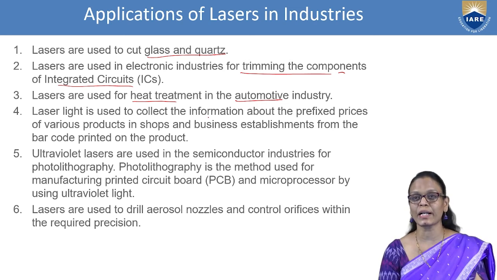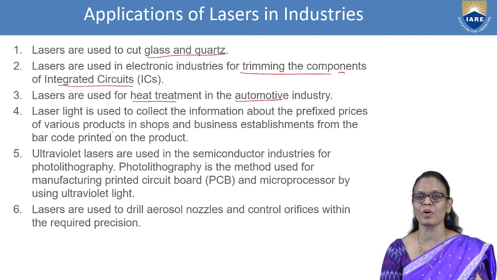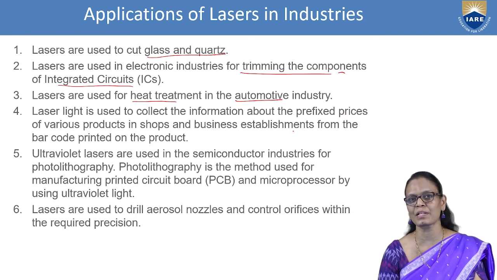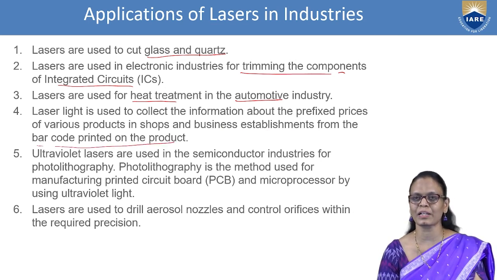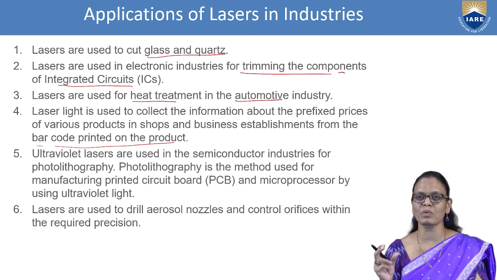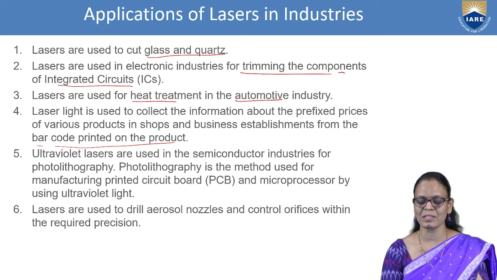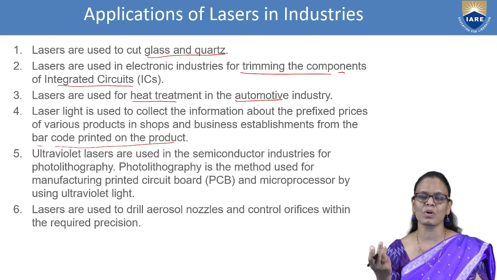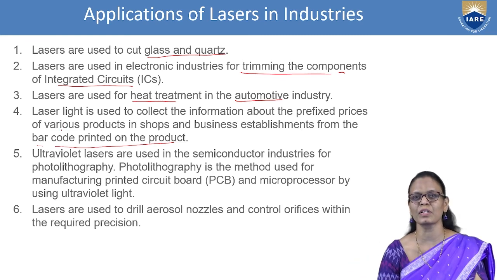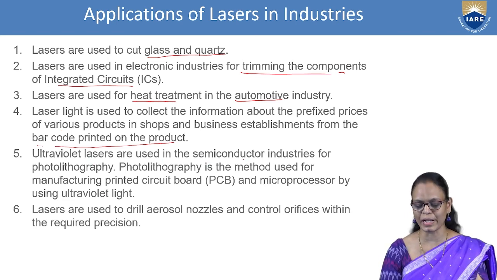It is also used to collect information about the prefixed prices of various products in shops and business establishments from the barcode printed on the product. So whenever we go to a supermarket and buy a product, there is a barcode on it. So they use a laser beam to read the barcode. That is nothing but the collection of information regarding the price or the quantity with the help of the laser light. Then ultraviolet lasers are used in semiconductor industries for photolithography.